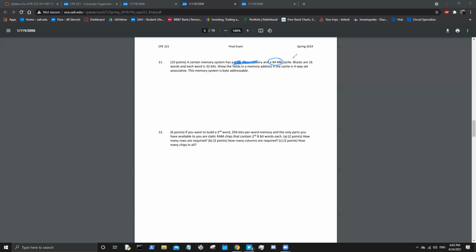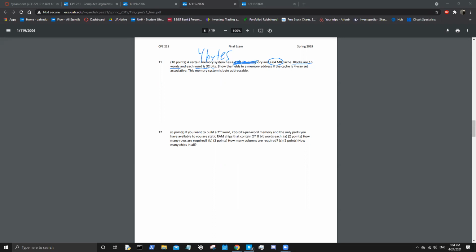So in this instance, you want to pick out the important data. First thing is the size of the cache, which is 64 megabytes here. Size of a block is comprised of 16 words. Size of a word is comprised of 32 bits. You could also write that 32 bits is 4 bytes if you wanted, which is up to you.